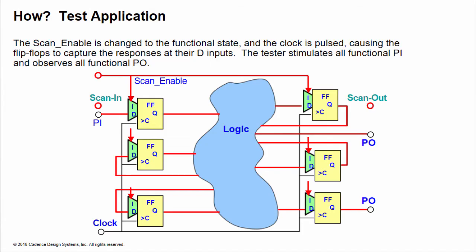Then the scan-enabled test control input is set to the functional operation state, and all functional primary inputs are stimulated. All of the control values specified by the ATPG algorithms are now in place. The clock is pulsed as specified by the ATPG programs. This exercises the logic and captures the values that result into the flip-flops. All functional primary outputs are observed, but the values captured in the flip-flops have not yet been observed.